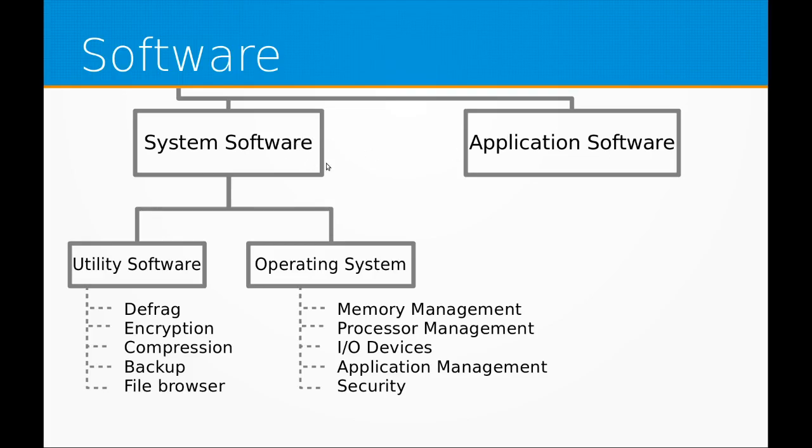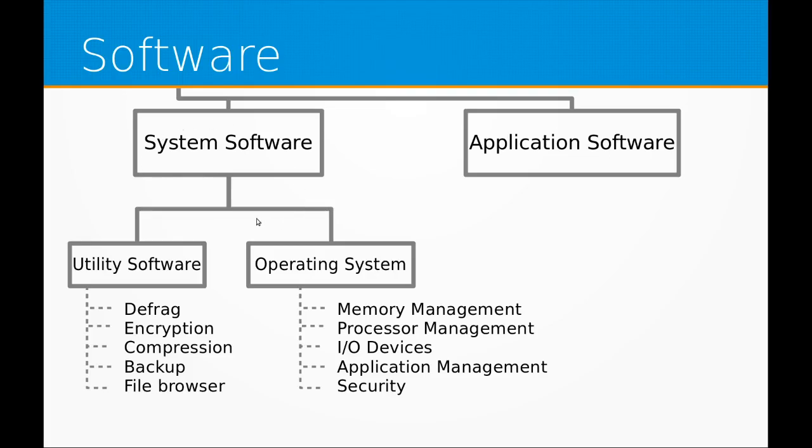You wouldn't buy a computer in order to use Windows. You wouldn't buy a computer in order to use compression software. Yes, you may want to compress files in order to do this, that, and the other, but that's not the purpose for you buying that computer. So application software is what you're buying the computer for, the main purpose that you're using the computer for.